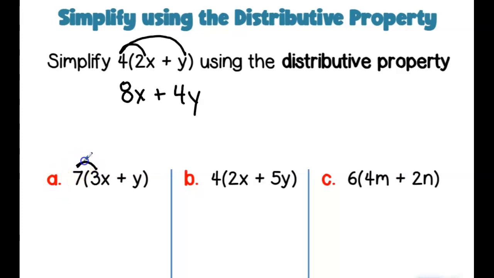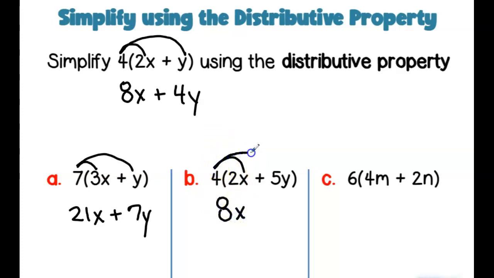In this next example, we're going to do the exact same thing. Distribute the 7. 7 times 3 is 21 x's, and 7 times y gives us 7y. 4 times 2 gives us 8 x's, and 4 times 5y gives us 20y. Now remember, this is simplifying this expression, but also creating an equivalent expression. 7 times 3x plus y is the same as 21x plus 7y.